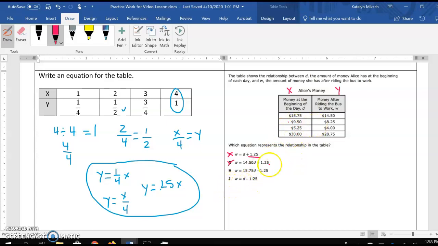So then on to J, we take our D value. So for example, $5.25, subtract $1.25, and we get our W value. $5.25 minus $1.25 would give us $4. And that relationship continues, we're subtracting $1.25, so that tells us that's how much she's paying for the bus. J would be our answer there.